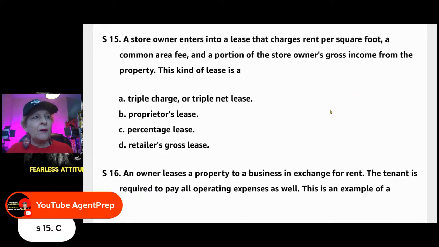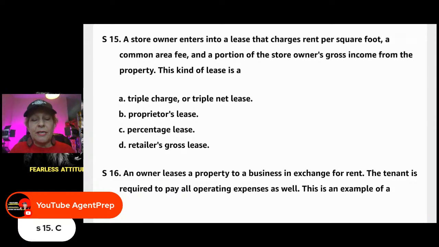Okay, so you could think, all right, it's a triple net lease, but the actual definition of a triple net lease is that they could be paying property taxes, they could be paying insurance, they could be paying all the repairs and utilities. Okay, so here the main thing is that they're paying a portion of their gross income. So depending on what kind of income they're making, they might pay more or they might pay less. So that's a percentage.